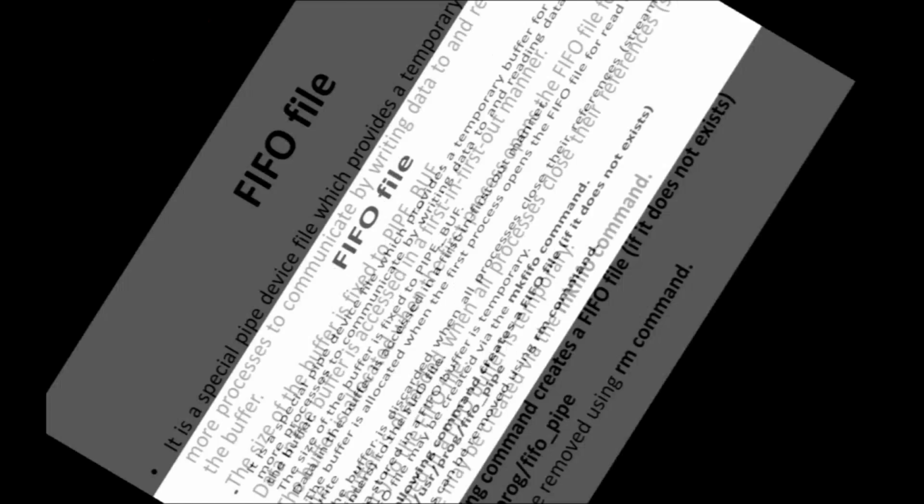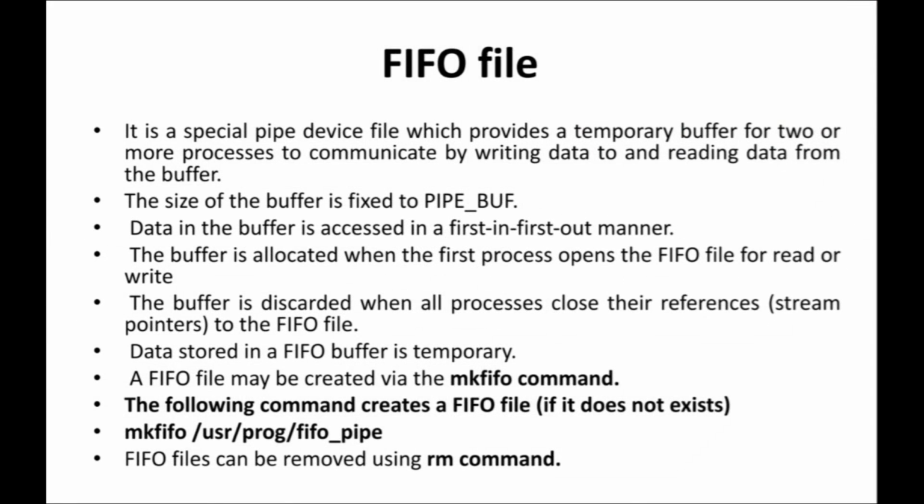Next, the size of the buffer is fixed to the pipe buffer. You can fix the size of a particular FIFO file. It's your choice. And data in the buffer is accessed in first-out manner. That's why it is FIFO. Who comes first will get the chance. The first in will be the first out.